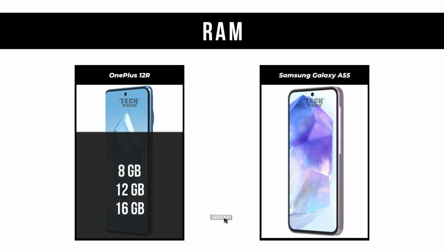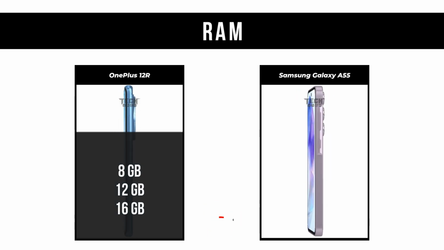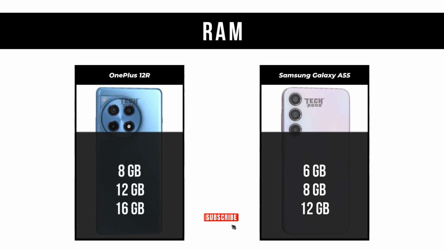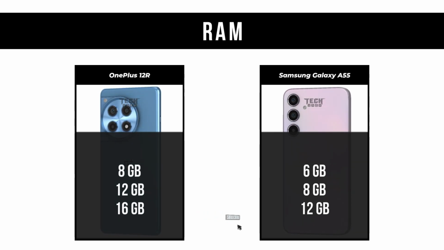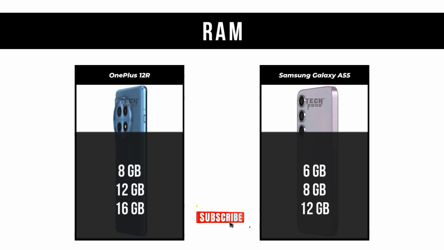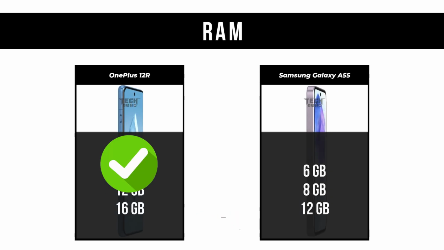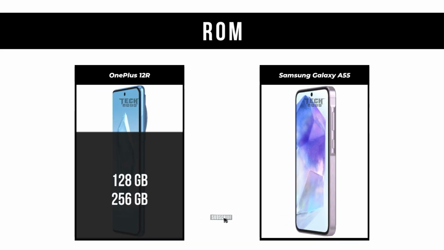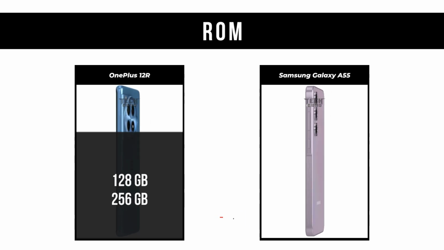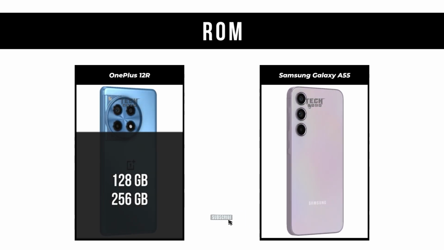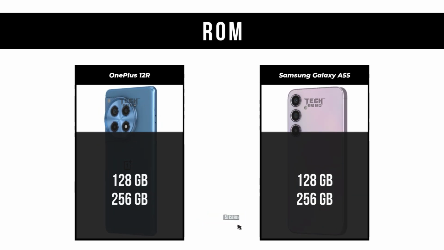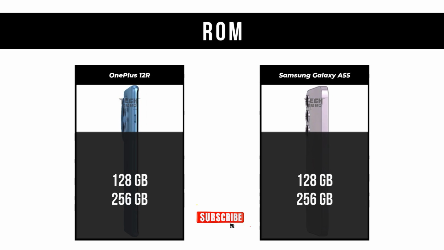RAM. OnePlus 12R is 8GB, 12GB, and 16GB. Samsung Galaxy A55 is 6GB, 8GB, and 12GB. ROM. OnePlus 12R is 128GB and 256GB. Samsung Galaxy A55 is 128GB and 256GB.